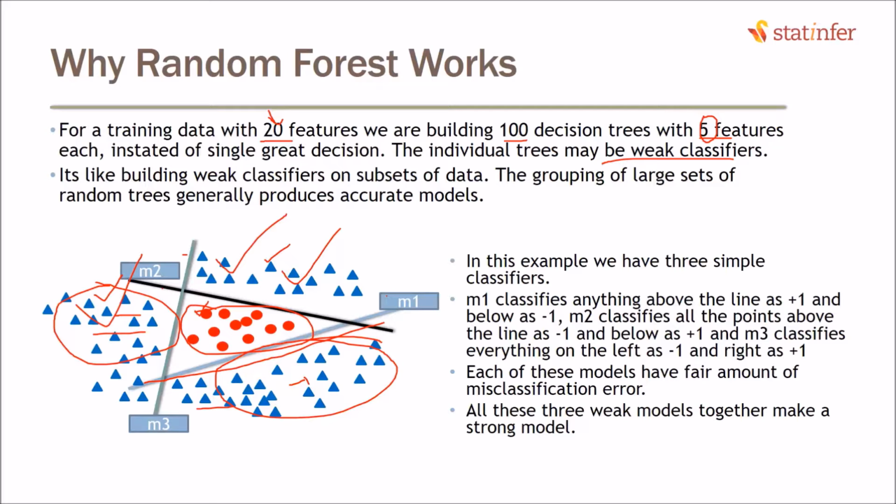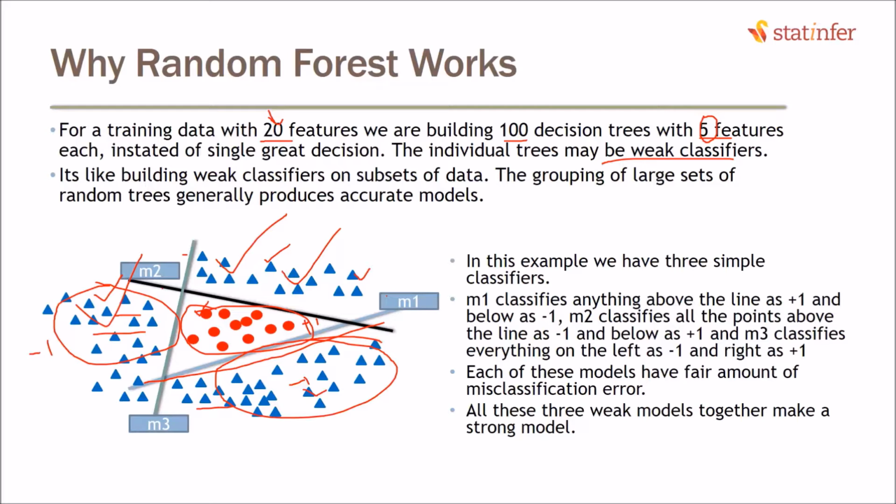This is M3 model. Anything left hand side is -1, anything on the right hand side is +1. It is wrongly classifying this and this as wrong. So each of the models is very weak in all of the cases, but all these 3 weak models together make a very strong model.